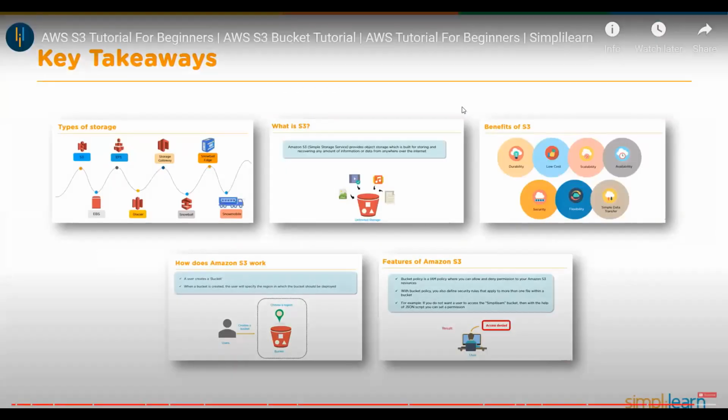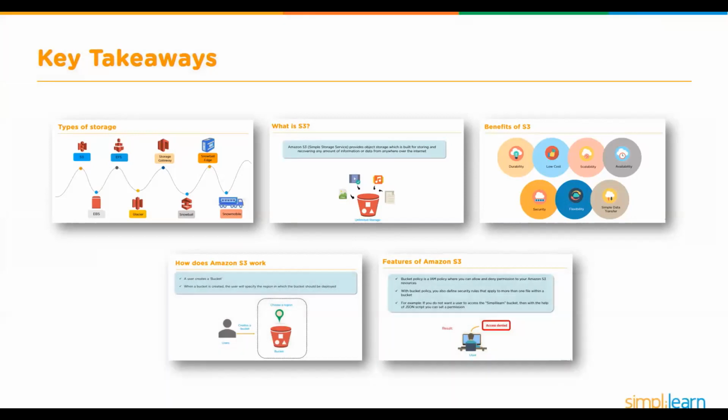All right, let's summarize. What did we learn? We started by learning about the types of storage available in the cloud, like S3, EFS, EBS, Glacier, Storage Gateway, and Snowball, and the 2 types of Snowballs available. Then we gradually discussed what S3 is and the benefits of S3: the durability, the cost, the scalability, the availability, the security, and the flexibility, and the different simple ways of data transfer that S3 offers.